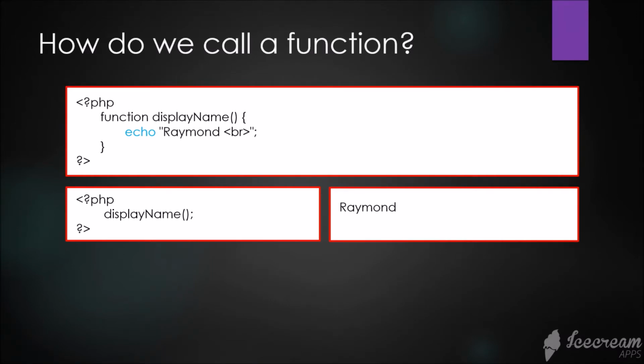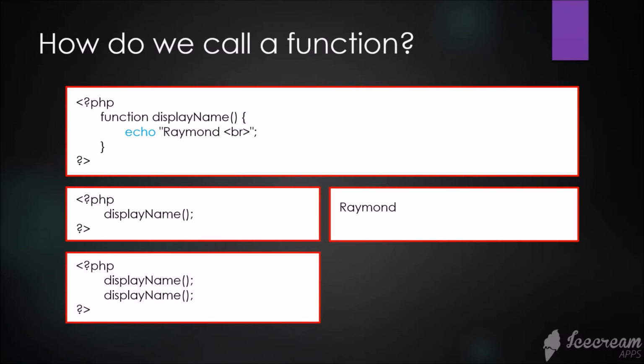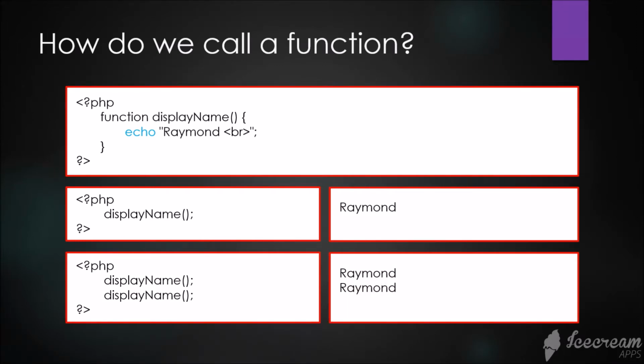So we have another example wherein we call the function twice. So the output will be Raymond and Raymond. So that's how we call yung isang function.